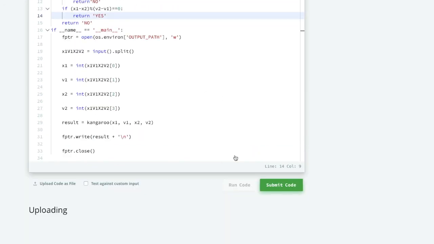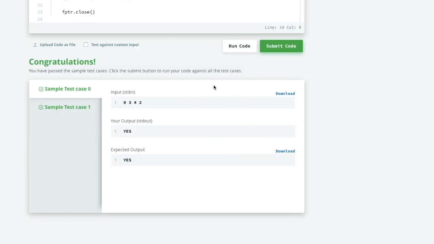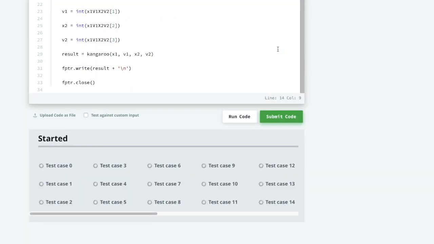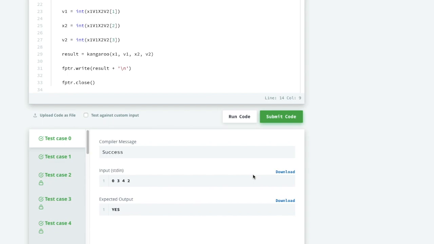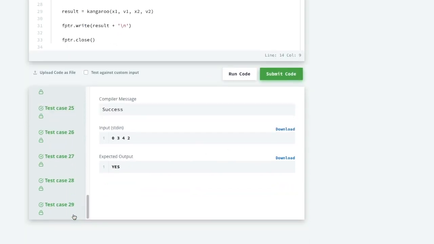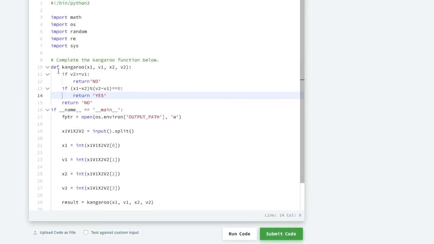So let us run this code. So you can see here it is running fine. Let me submit this code. So you can see here all the test cases got cleared. So congratulations. So these were the two methods. One was using if else and a while loop, and another is using a simple mathematical equation.